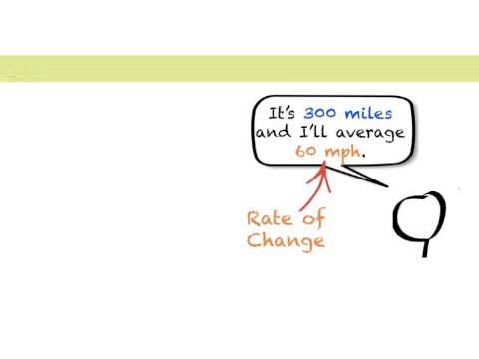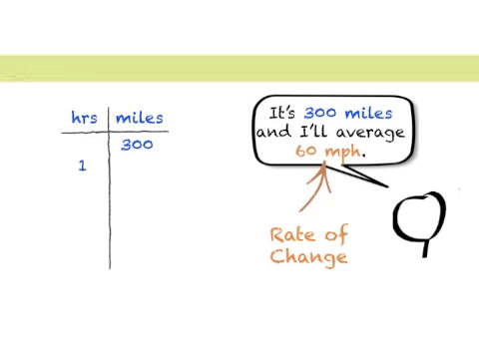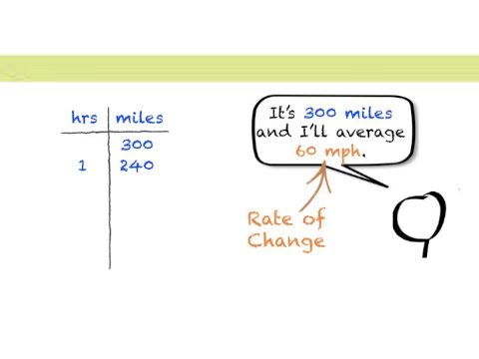The 60 miles per hour is called a rate of change. In this case, we're changing our position every hour by 60 miles. So I made a table and labeled it with our two variables, hours and miles. Since we have 300 miles to go, that's my first entry under miles. After 1 hour, we'll only have 240 miles to go. I figured that out because our rate of change is 60 miles per hour.